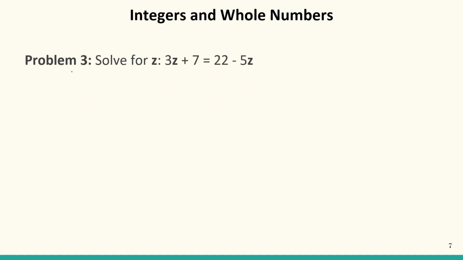So let's go forward with problem number 3. Solve for z when the given mathematical equation is 3z plus 7 is equal to 22 minus 5z. So what we need to do? First we need to keep all the unknown variables to one side of the equation. So let's try to take the unknown variable to the left hand side. That is the standard form. So you can do it.